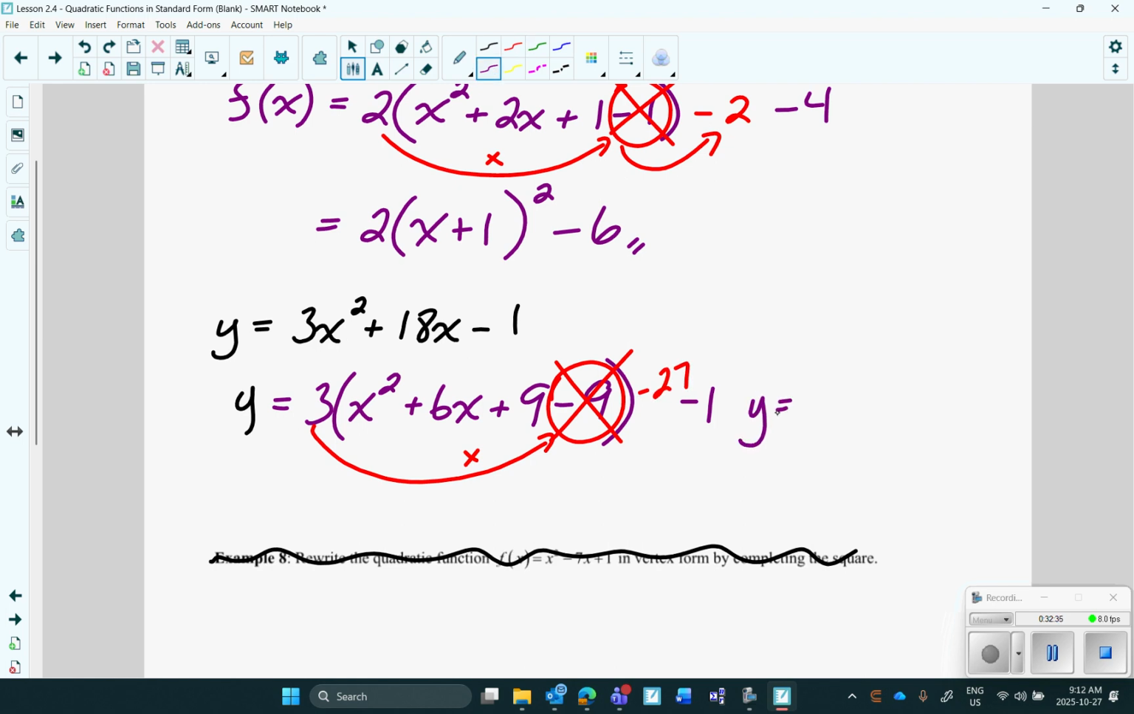So y equals 3. Now factor. (x + 3) all squared. And then combine the numbers. Minus 28. And just for kicks, tell me the vertex. Right. Good.